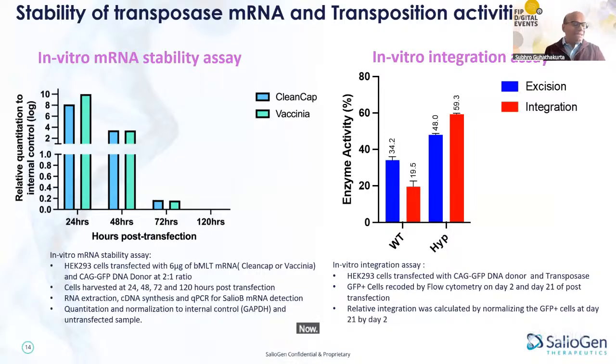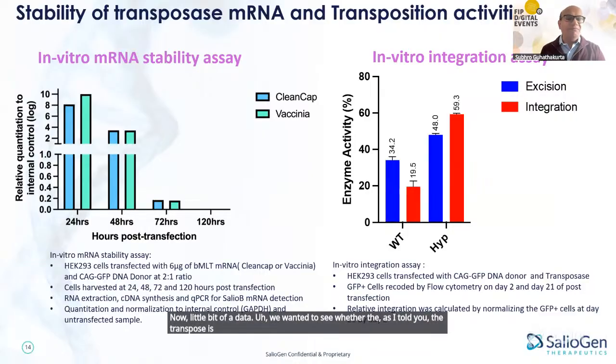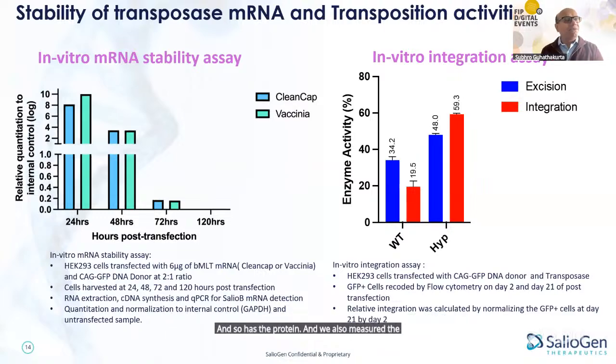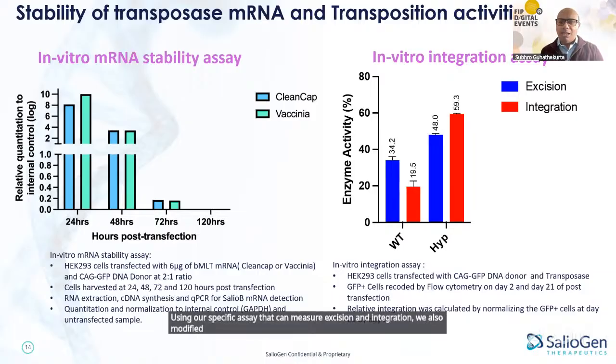Now, a little bit of data. As I told you, you do not want the transposase protein to be very long-standing, because otherwise it will be constantly remobilizing. We wanted to check how long the mRNA is present in the cell, and we confirmed that it disappears by 72 hours, as does the protein. We also measured the integration activity using our specific assay that can measure excision and integration. We also modified the MLT transposase in a proprietary way so that it can be very hyperactive. And we saw that it has very high integration activity at the TTAA site.